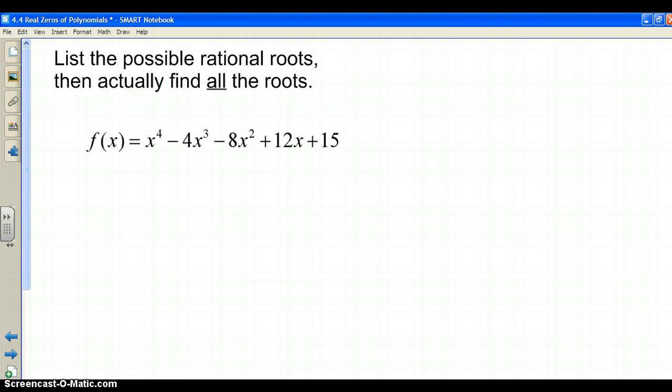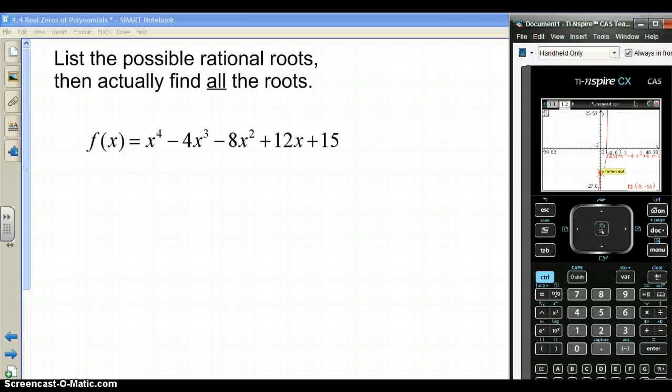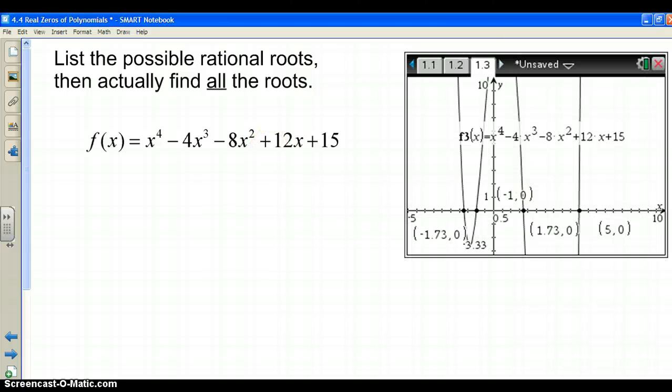Let's just look at another one. This one's to the 4th power, so get your calculator out and go ahead and type in this function. Okay, so I graphed this in my TI-Nspire, and I got a couple of roots here that look kind of nasty at 1.73 and -1.73, but I really like these 2 roots, 5 and -1. It crosses at 5 and -1, and those look like nice rational roots.